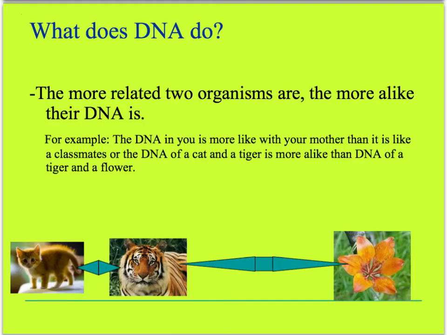Other important facts to keep in mind about DNA is the more related two organisms are, the more like their DNA is. So for example, the DNA in you is more like the DNA in your mother than the DNA is to that of a classmate. You could also think of it as the DNA in a cat and a tiger is more similar than it is between a tiger and a flower.